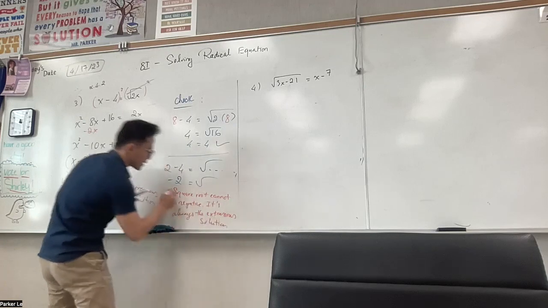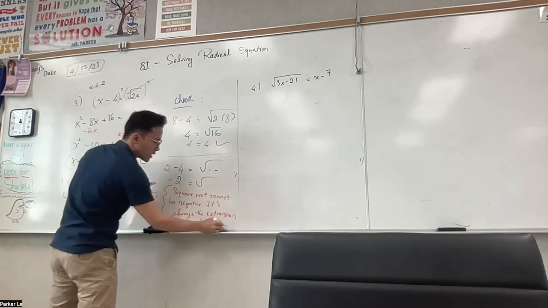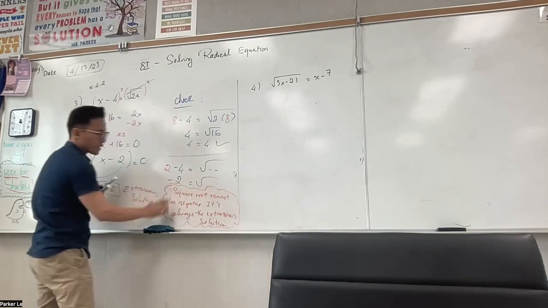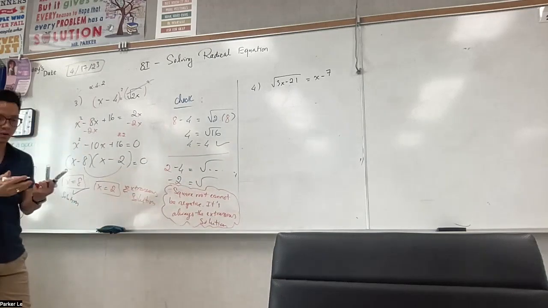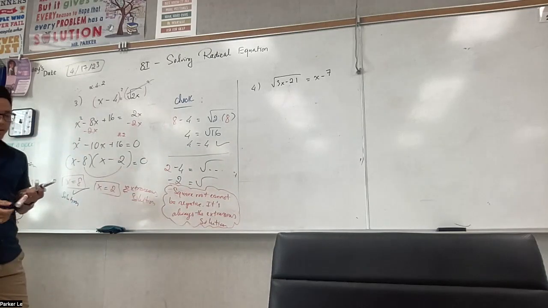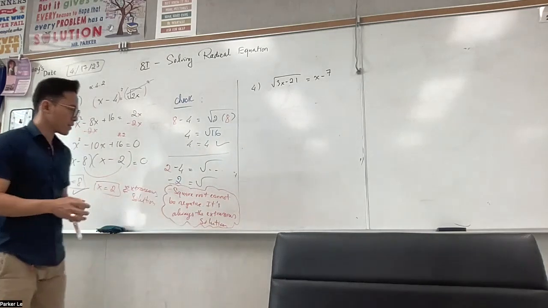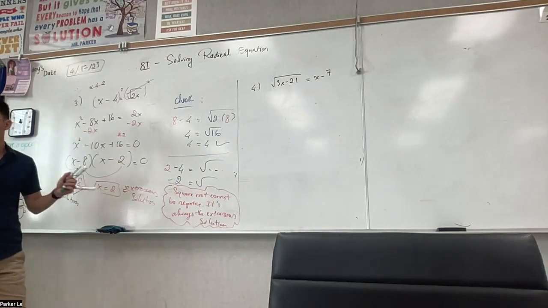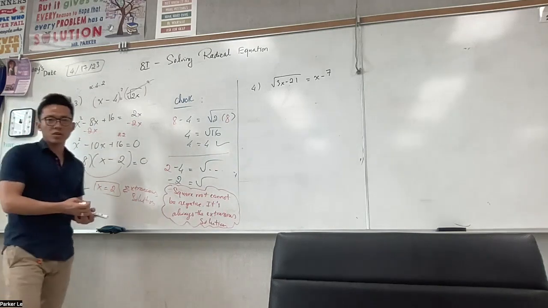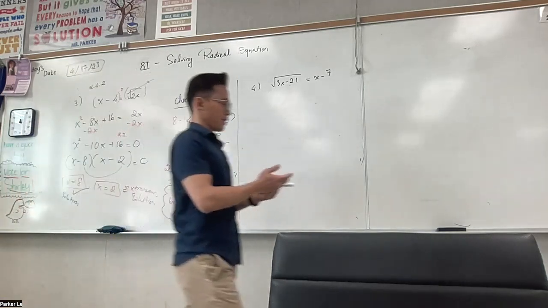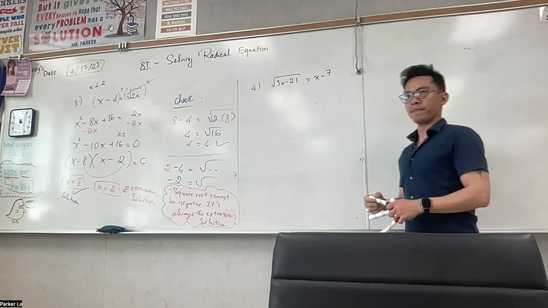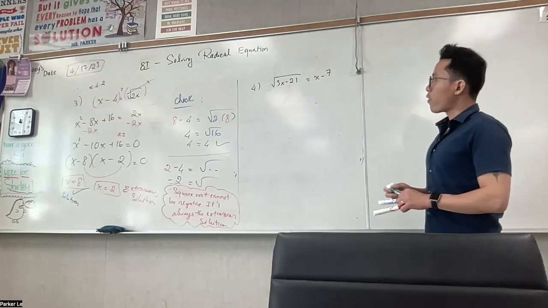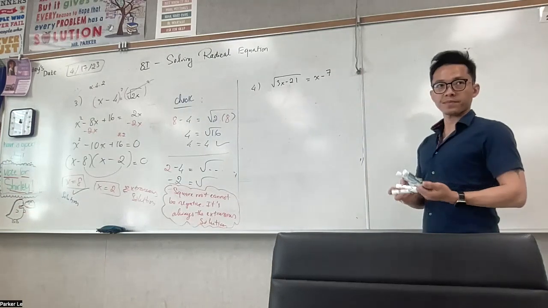So if you have one side is square root and the other side is negative, that means it is always an extraneous solution. You don't need to solve it. You don't need to check, because square root cannot be negative. One side has square root, one side you have negative, that means for sure it is an extraneous solution. Okay. Number 4, what we're gonna do?